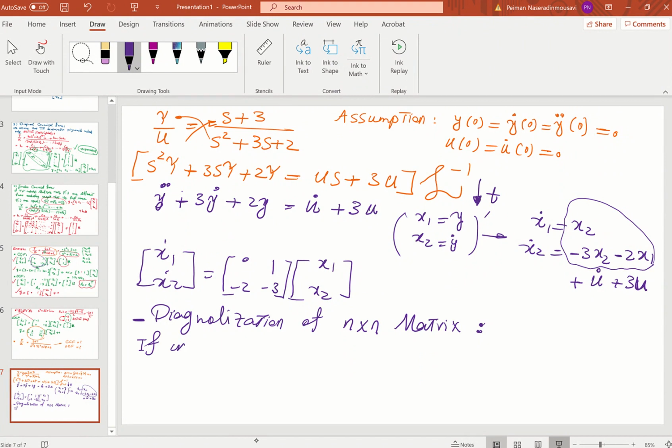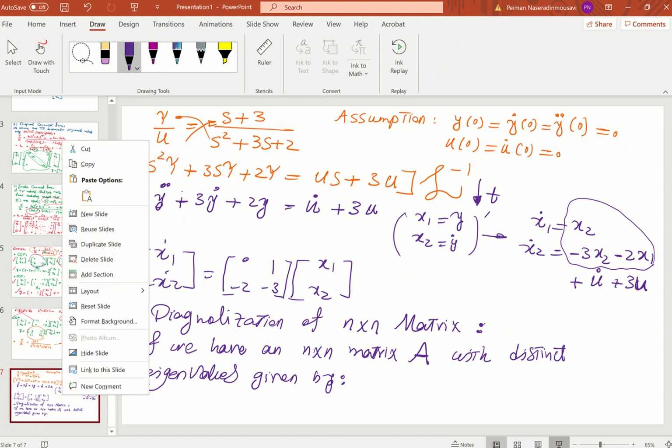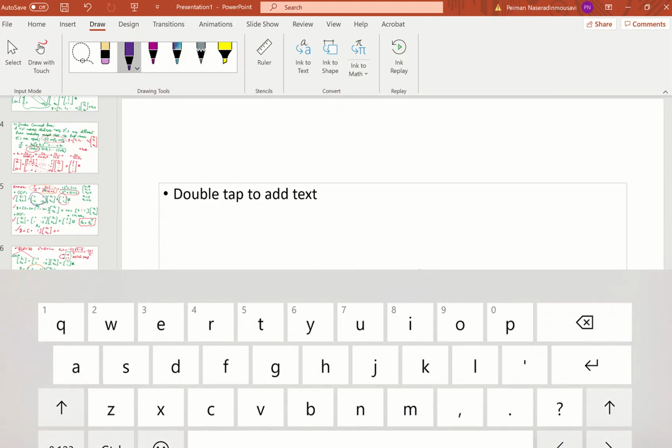Okay, so if we have an n by n matrix A with distinct eigenvalues given by this.